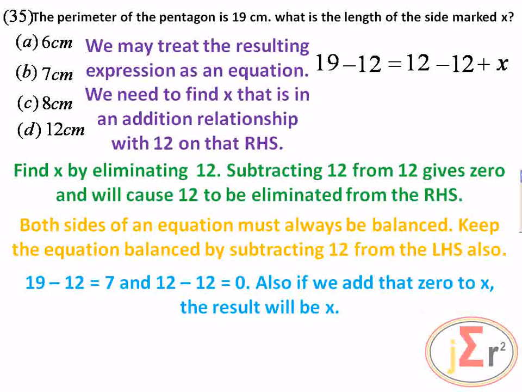19 minus 12 is equal to 7. And 12 minus 12 is equal to 0. So on this left-hand side, we have 19 minus 12 will give us 7. And on the right-hand side, the 12 will be eliminated, and we will just have x alone. As a matter of fact, 12 minus 12 is equal to 0. And if we add 0 to x, what will be the result? X. Right. So 7 is equal to x.